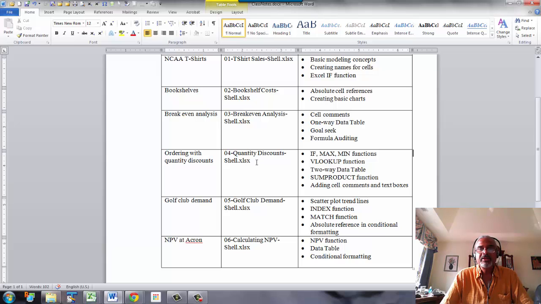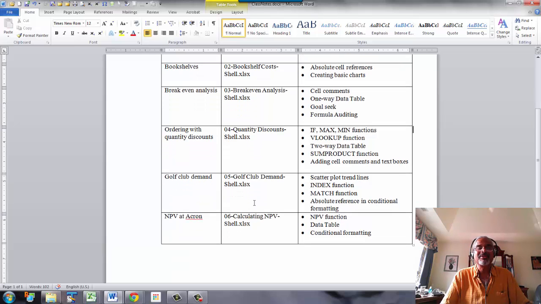And then the quantity discount model, and here there are two important concepts that we discussed: the VLOOKUP function and SUMPRODUCT. These two are extremely important. You need to make sure that you understand these functions very well. And of course we did IF and MAX and MIN and that kind of stuff also. And we also did a two-way data table and conditional formatting.